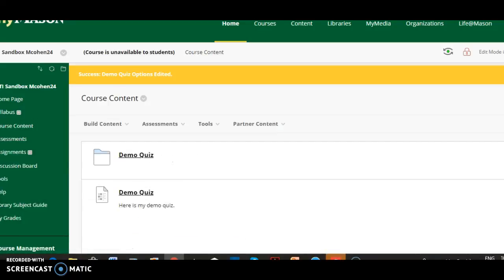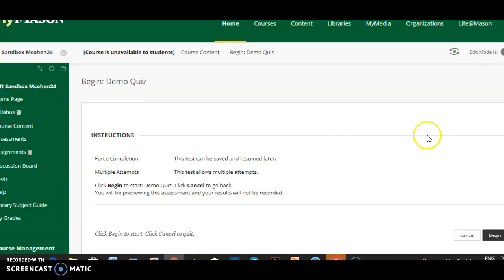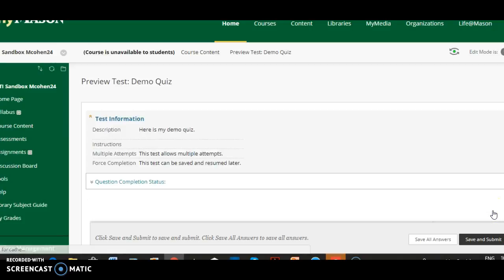Okay, here I am again, redoing the assignment from the student view. My apologies for not being in the right view in the first place, so I'm going to go to the demo quiz, and here are the instructions. I've had to reset it to multiple attempts. I had it to single attempts, but since I'm redoing the quiz, I reset it to multiple attempts, so I'm going to begin the quiz.